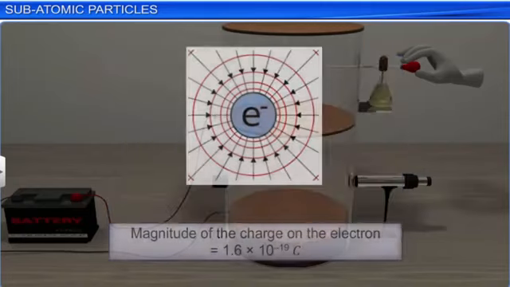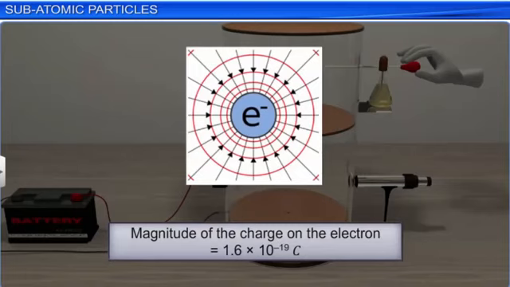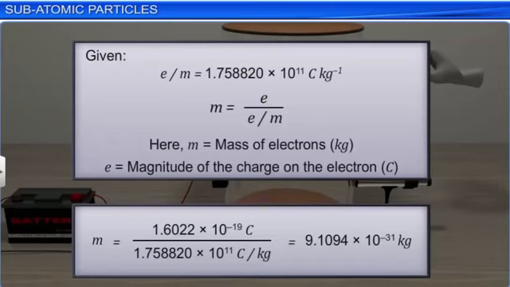Knowing the values of Q and N, Millikan calculated the charge on an electron to be 1.6 into 10 raised to the power minus 19 coulombs. The mass of the electron, or ME, was then determined by combining the results of Millikan's oil drop experiment and Thomson's value of E by M ratio, and was found to be 9.1094 into 10 raised to the power minus 31 kgs.